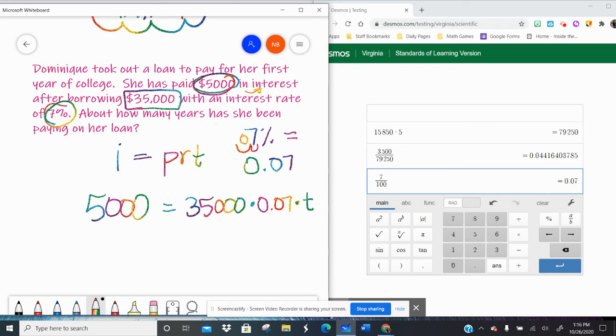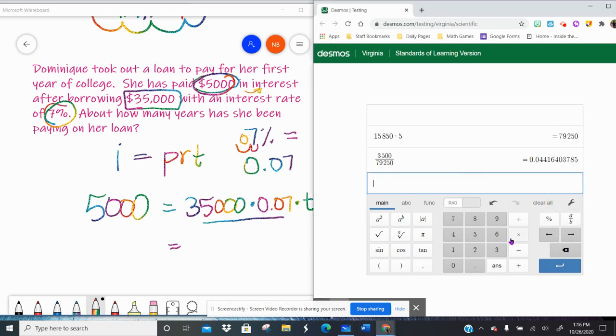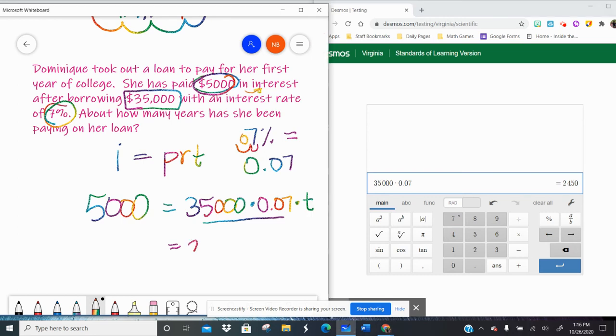So again, we're going to start by combining these like terms. We're going to take our 35,000 in our calculator. Let's clear all of this. 35,000 times 0.07, and I get 2,450 t, because I have that time. And then I bring down that 5,000.